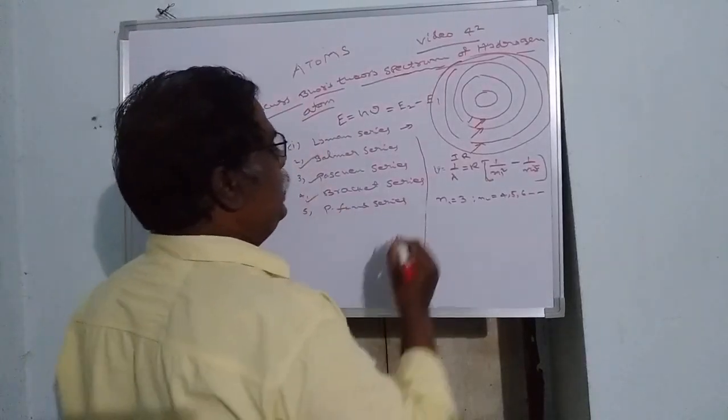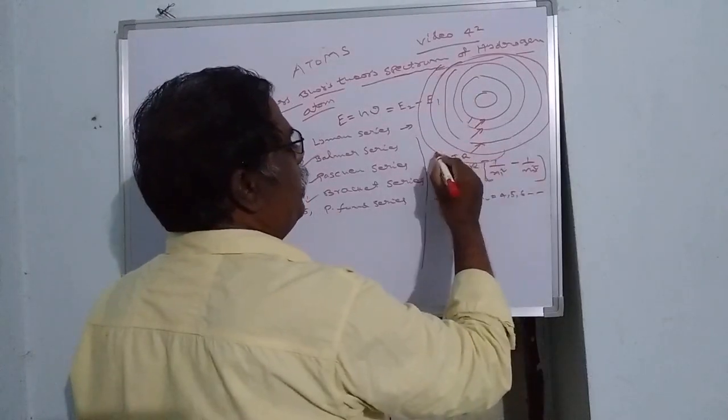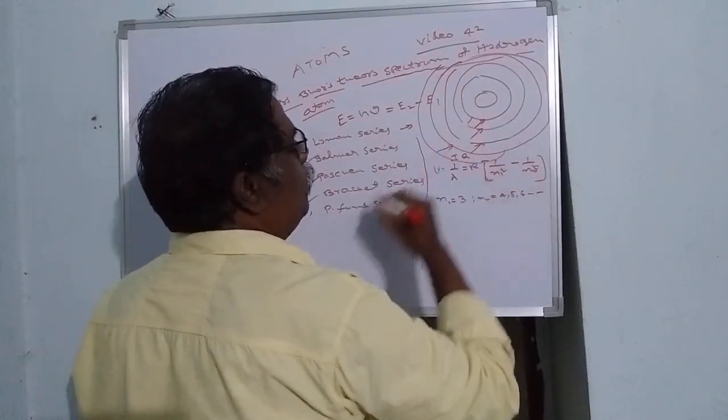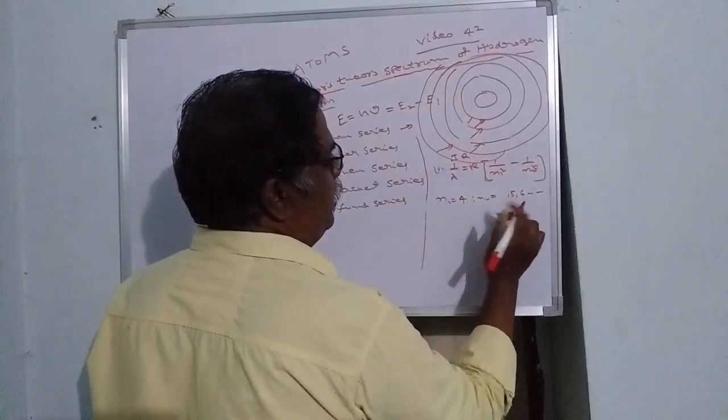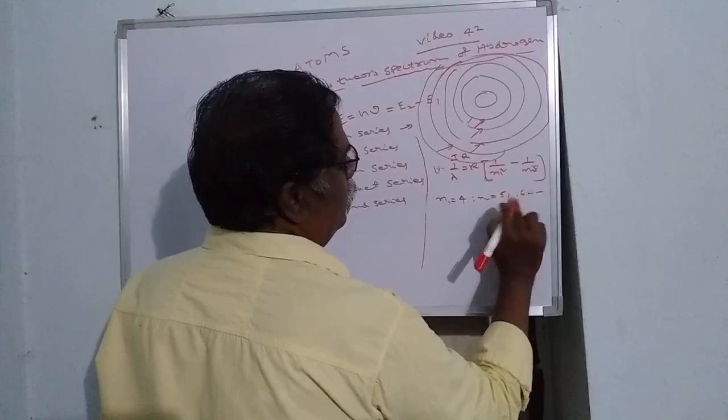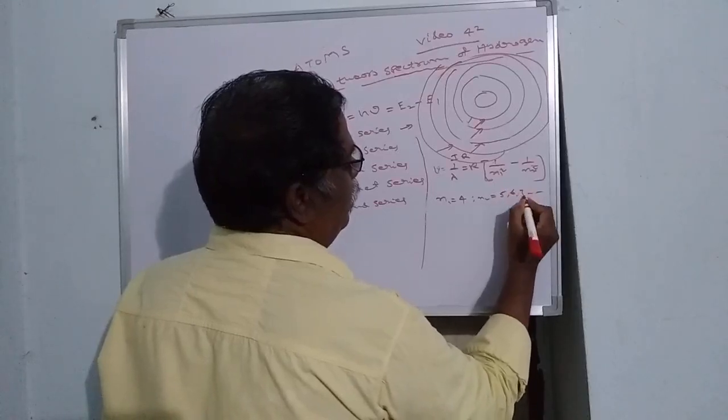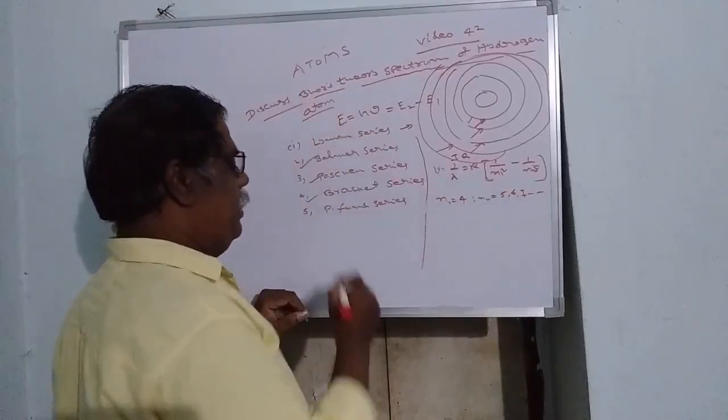Similarly for the Brackett series, again the electron will jump from the outermost orbit to the fourth orbit. n1 will be taken as 4. n2 will be taken from 5, 6 and 7. This is also infrared region.